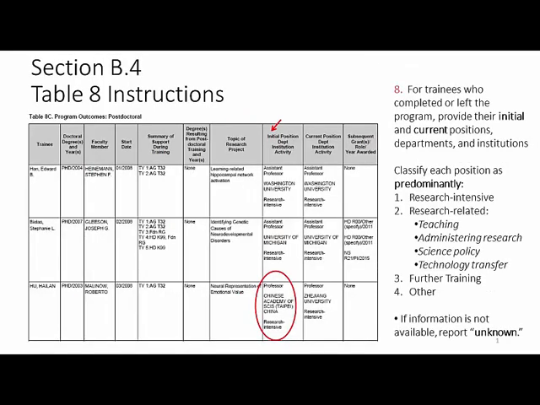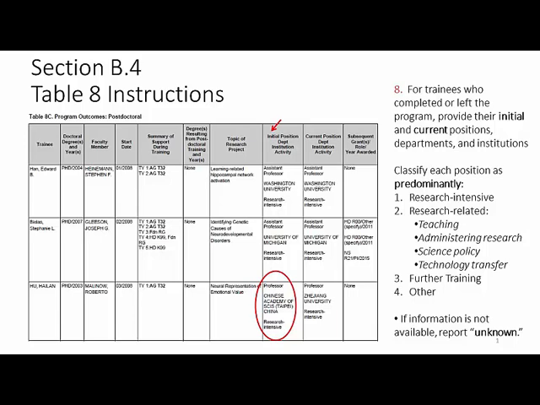So then the last half of this table is probably, I would say, the hardest part. After the trainee leaves UCSD, NIH wants to know what was their initial position. Where did they go? In this example, this person became a professor. Wow, a full professor right after a postdoc. That's pretty impressive, actually. And they went to the Chinese Academy, and it's classified as research intensive. So that was their initial appointment.